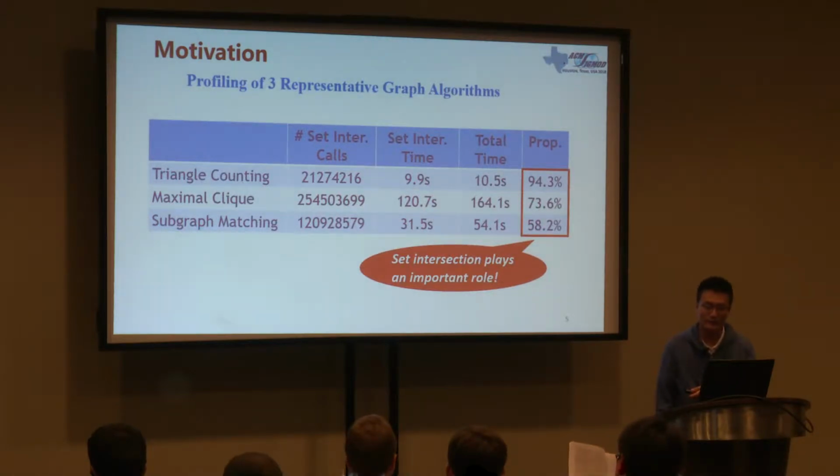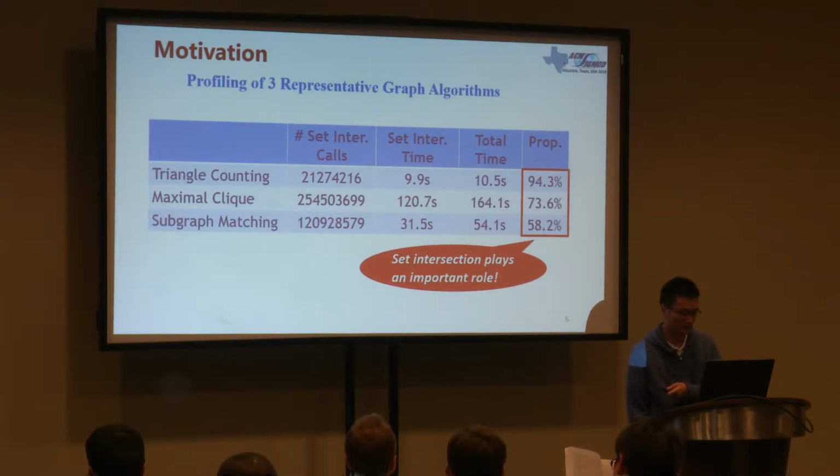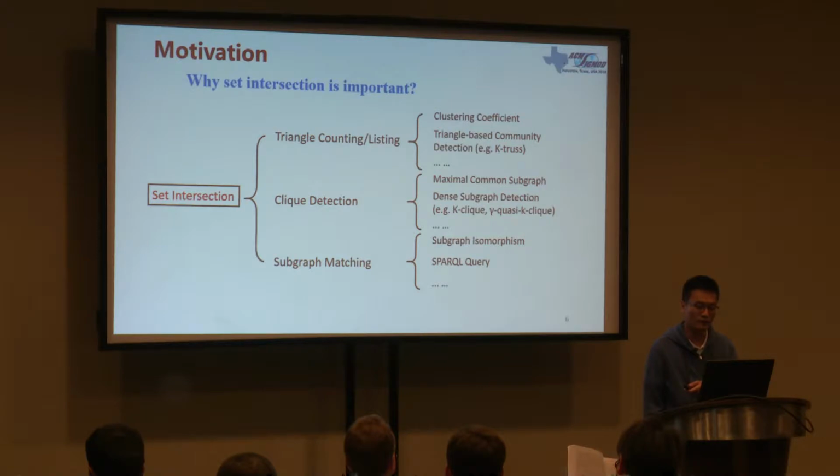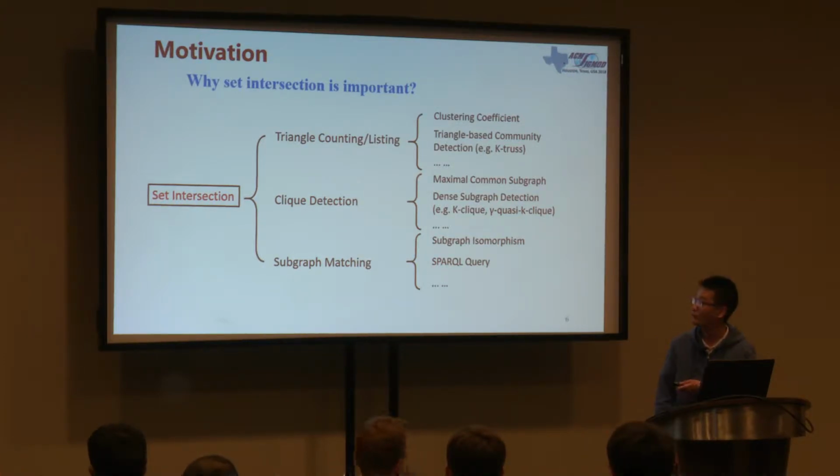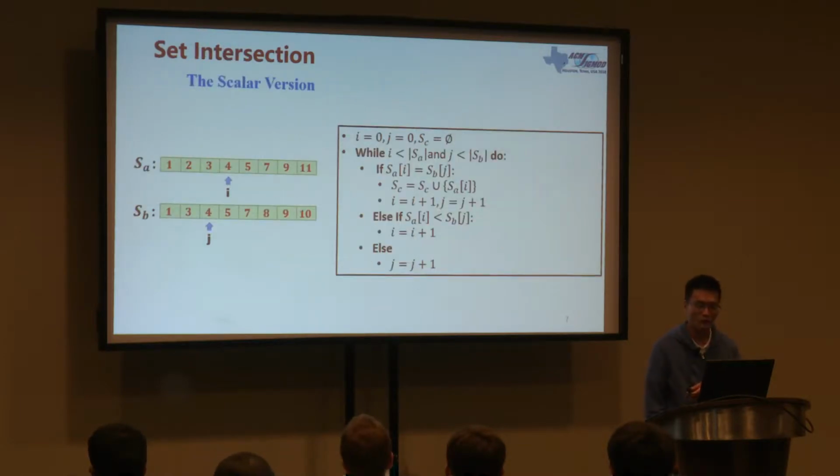From this table, we can see that the intersection step costs more than half of the running time of the three graph algorithms. We recognize triangle counting, clique detection, and subgraph matching as primitive graph problems. Based on that, speeding up set intersection will result in accelerating a bunch of graph computing tasks. So let's see what we can do for accelerating set intersection.